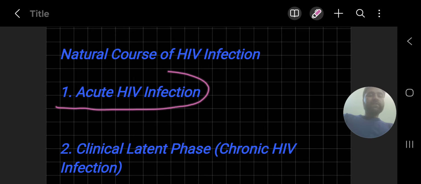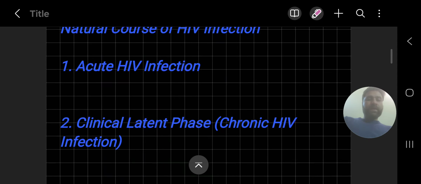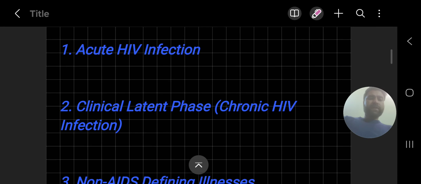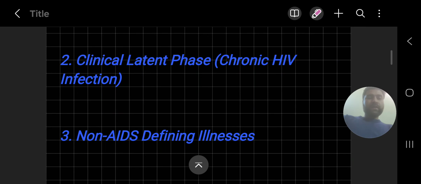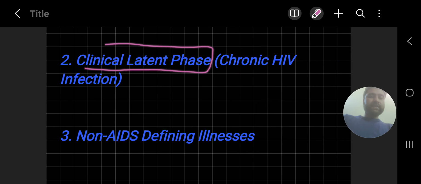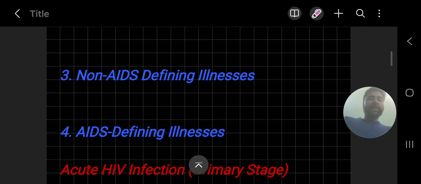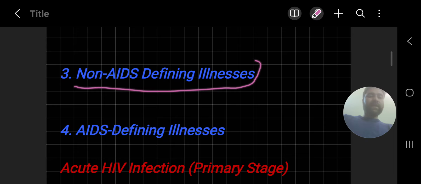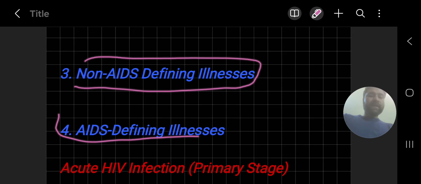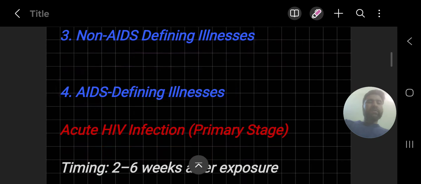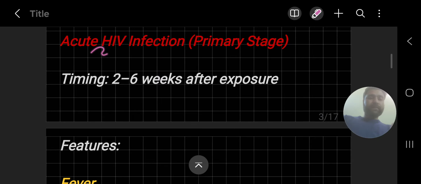First one is acute HIV infection. In acute HIV infection, mostly patients are asymptomatic. Clinical latent phase, second phase. Third phase is non-AIDS defining illnesses, and fourth phase is AIDS defining illnesses. So we will discuss now in detail.